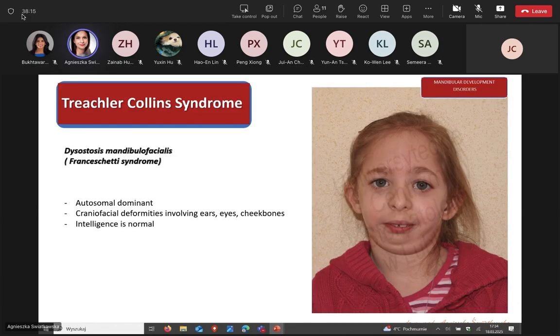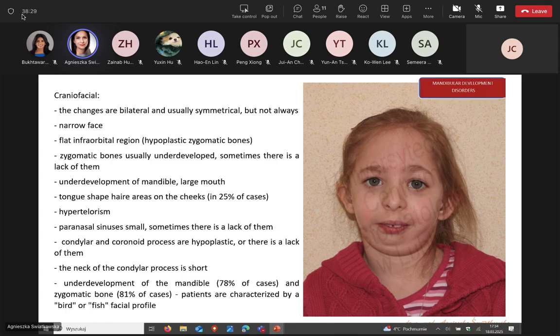Mandibular development disorders, Treacher Collins syndrome, or Franceschetti syndrome, autosomal dominant, craniofacial deformities involving ears, eyes, and cheekbones. Intelligence is usually normal. The craniofacial changes are bilateral and usually symmetrical, but not always. We observe a very narrow face, flat infraorbital region. This region is connected with hypoplastic zygomatic bones. Zygomatic bones are usually underdeveloped. Sometimes there is a lack of them. Underdevelopment of the lower jaw, we observe also a large mouth.